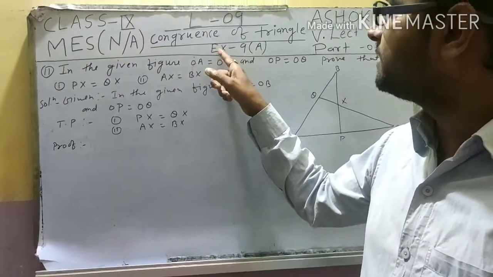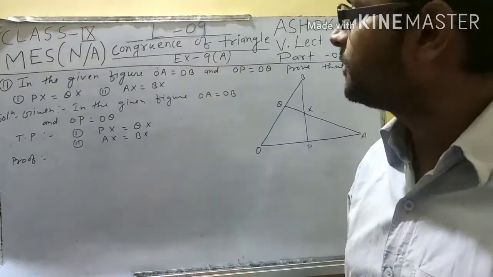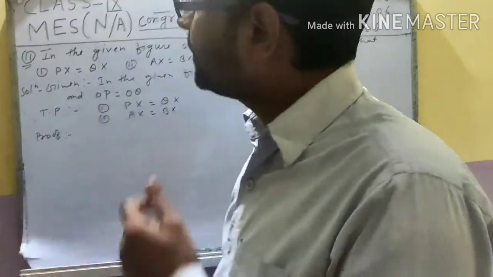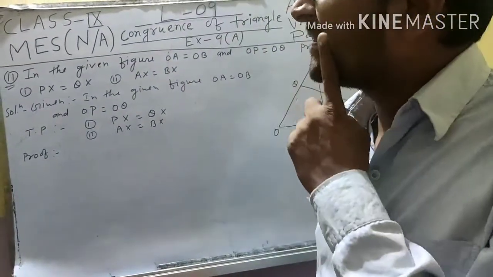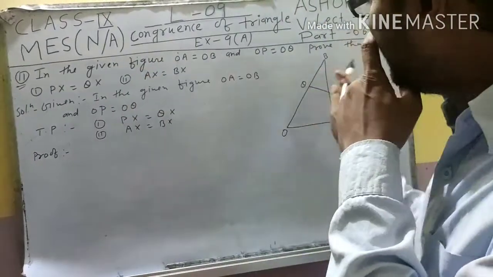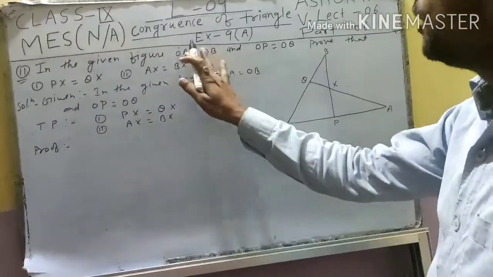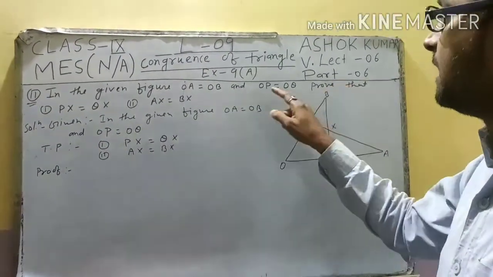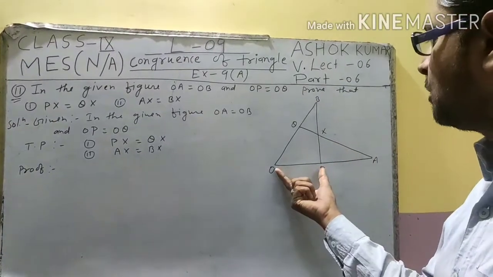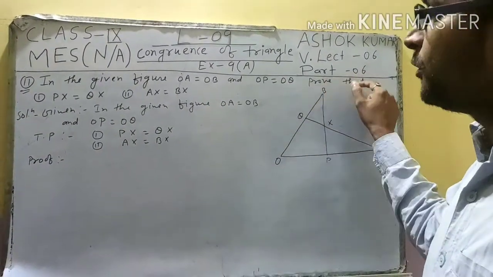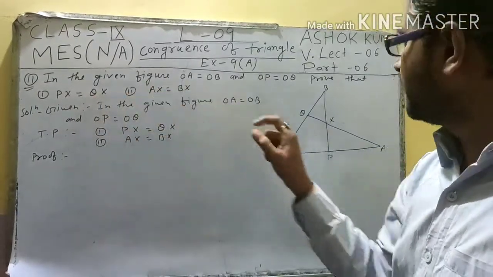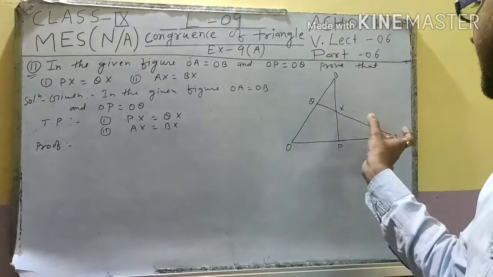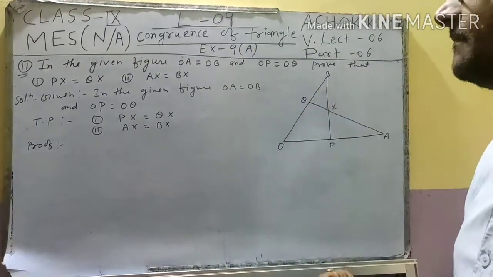Here today, students, we discuss exercise 9A, question number 11. Questions 1 to 10 are complete. In the given figure, OA is equal to OB and OP is equal to OQ. Prove that PX is equal to QX and AX is equal to BX.